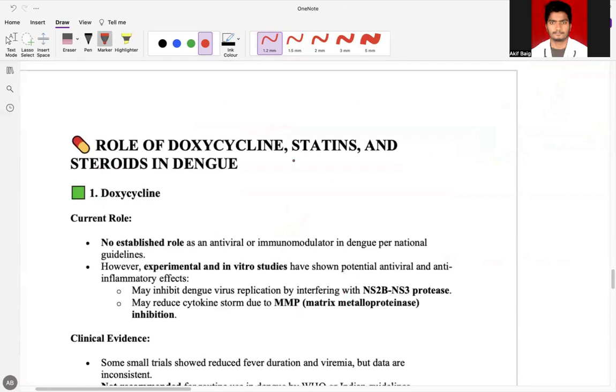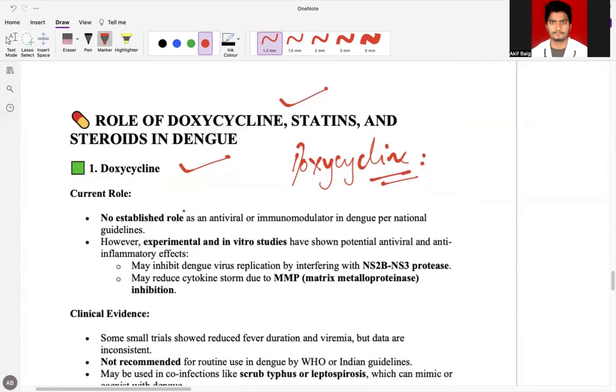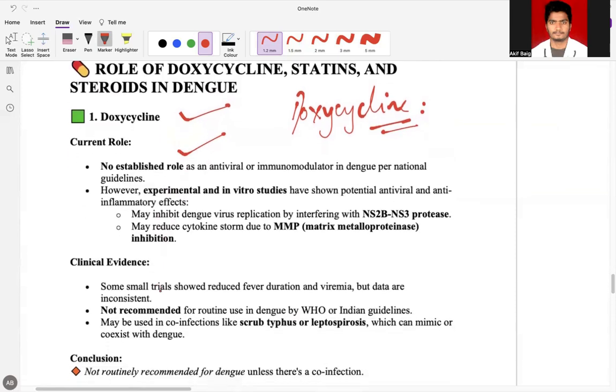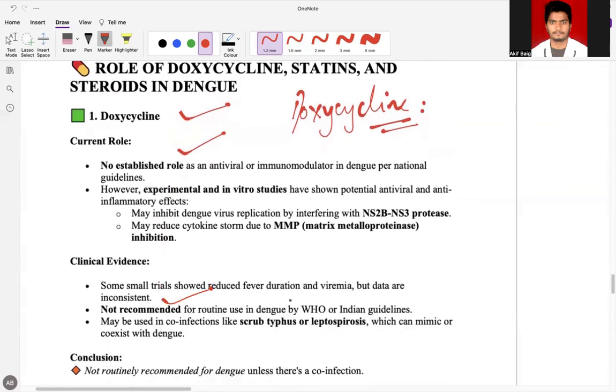Role of doxycycline, statins, and steroids in dengue. So, many times we see in prescriptions that patients or clinicians are prescribing doxycycline, but the national guidelines of dengue suggest that there is no established role of doxycycline, and it is not recommended for routine use in dengue by WHO or Indian guidelines.